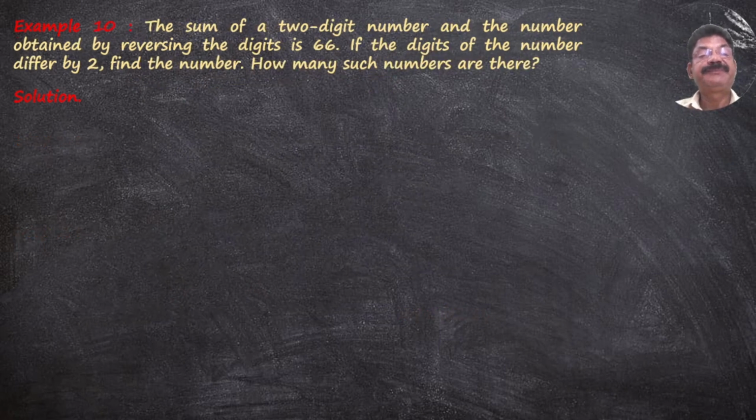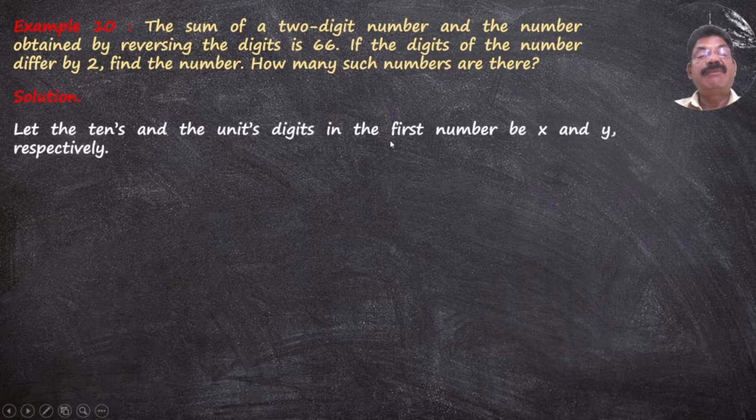Very simple. Example 10. The sum of a two-digit number and the number obtained by reversing the digits is 66. If the digits of the number differ by 2, find the number. How many such numbers are there? So understand the problem carefully.